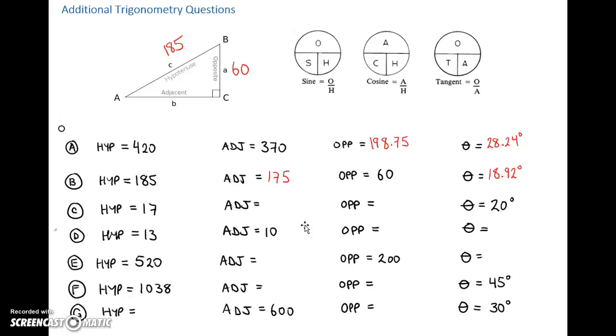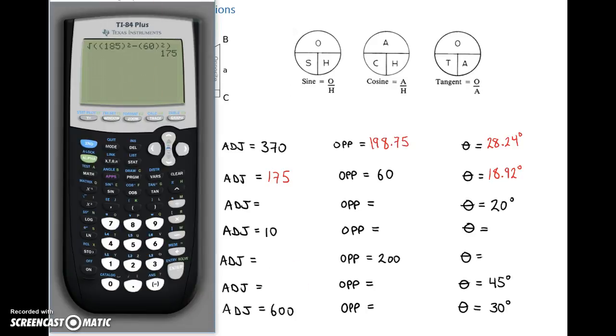We're flying. 3.5 minutes and we're already done 2 of these questions. Okay, let's do the next one. Next one has a hypotenuse of 17 and an angle of 20 degrees. For the adjacent we know we're going to use cos, and for the opposite we know we're going to use sine. We've done this a number of times. So let's do the adjacent first.